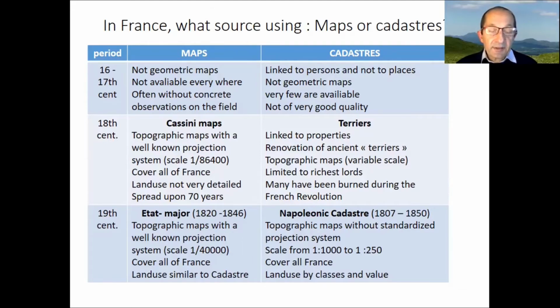In the 19th century, there are two types of sources. État-major maps are topographic with a very well-known projection. The scale is 1:40,000, so it's very good, and they cover all France. And the land use is similar to cadastre. And Napoleonic cadastres have been made during the first part of the 19th century, and they are topographic maps, but without standardized projection. They cover all France with very detailed information concerning land use and land cover.